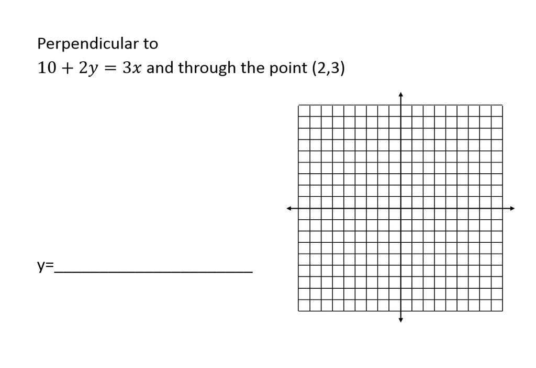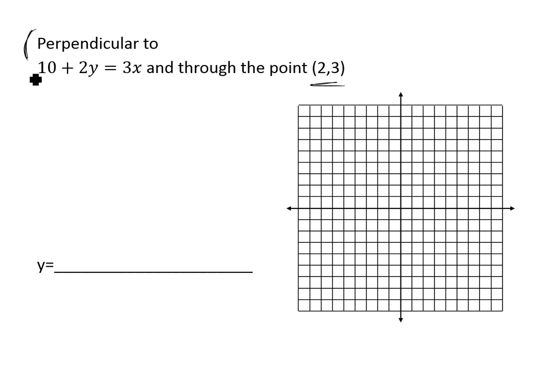So I'm kind of interpreting this. I believe the instructions say write the equation of a line, and probably graph too. Write the equation of the line and graph the line that is perpendicular to the equation 10 plus 2y equals 3x, and it goes through the point (2, 3). Well, I know whenever two lines are perpendicular, as long as one's not vertical and the other's horizontal, their slopes are opposite reciprocals of each other, or their slopes have a product of negative 1.